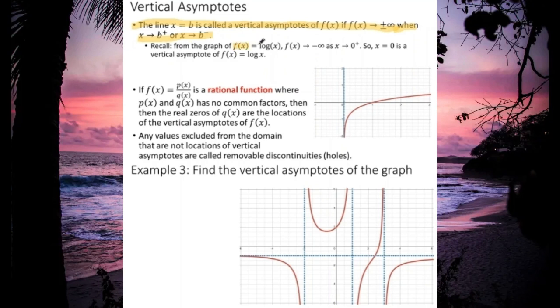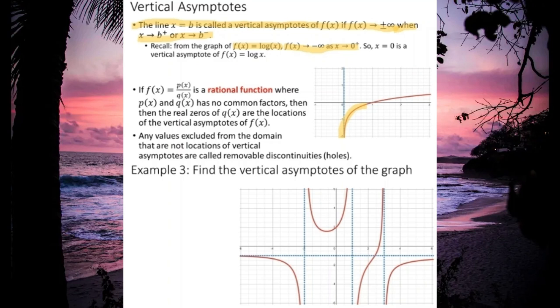If you recall from college algebra, if our function is f of x equals log of x, then f of x approaches negative infinity as x approaches 0 from the right, as we can see from the graph of our logarithmic function down here. So x equals 0 was a vertical asymptote for the function f of x equals log of x. Another way to think of vertical asymptotes, they're the lines where our function, as we get closer and closer to that line, begins to either increase or decrease without bounds.